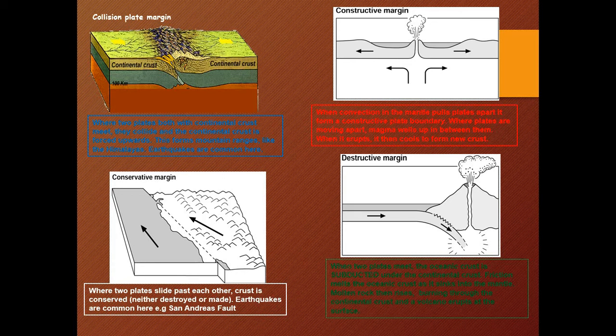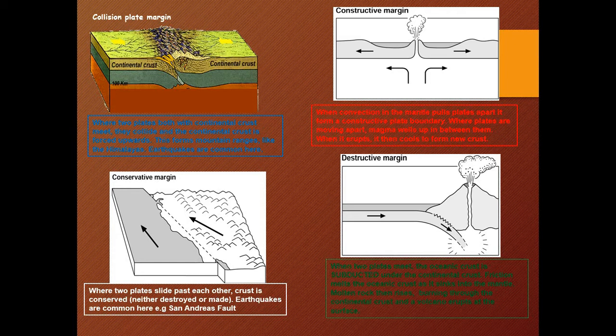When convection in the mantle pulls the plate apart, it forms a constructive plate boundary. Where plates are moving apart, magma wells up between them. When it erupts, it then cools to form new crust. And then back to the conservative, where two plates slide past each other. Crust is conserved, it's neither destroyed nor made. Earthquakes are common here. Example, San Andreas Fault. You might see it in the film.